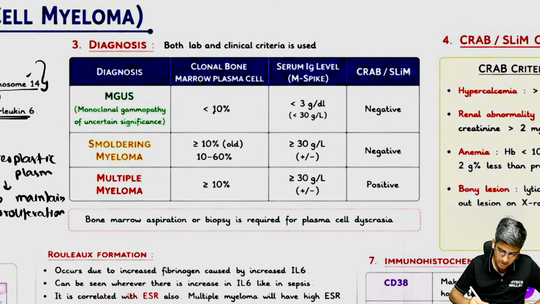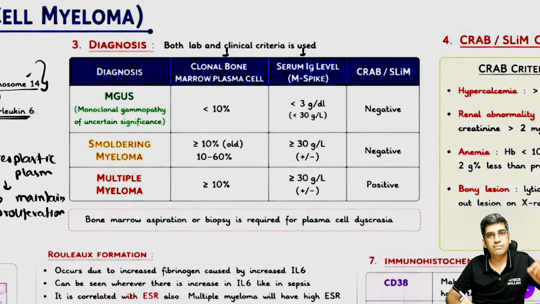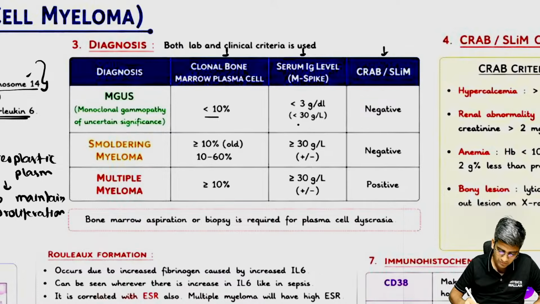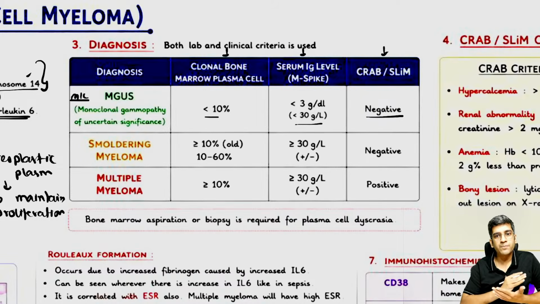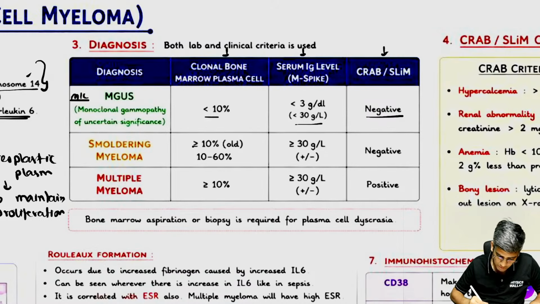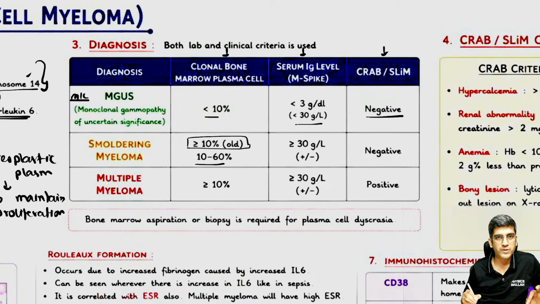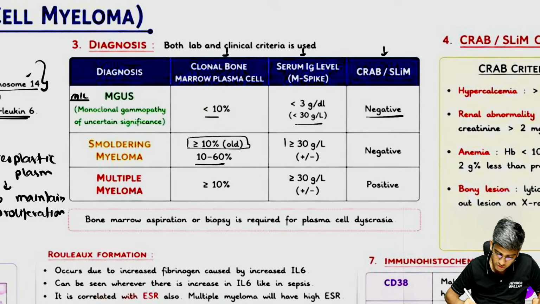So for MGUS, see, there are only three parameters here: plasma cell number in the bone marrow, serum spike or serum immunoglobulin amount, and CRAB criteria and SLIM criteria. Fine. Less than 10, less than 3, or no M spike, and negative for CRAB criteria. It's the first stage. This is the most common subtype of plasma cell dyscrasia, monoclonal gammopathy of uncertain significance. This is an older criteria, more than 10%. The newer criteria is 10 to 60%. Fine. See this, 3 gram, not 30 gram.